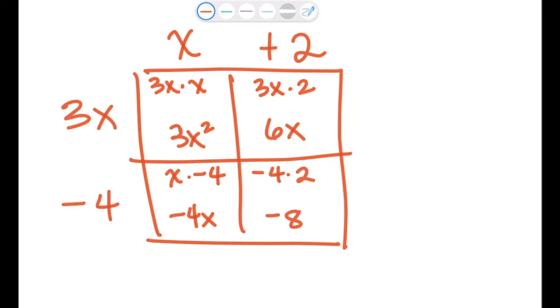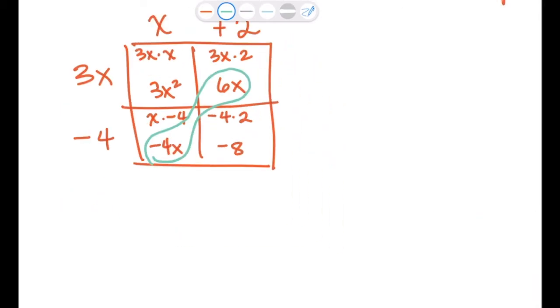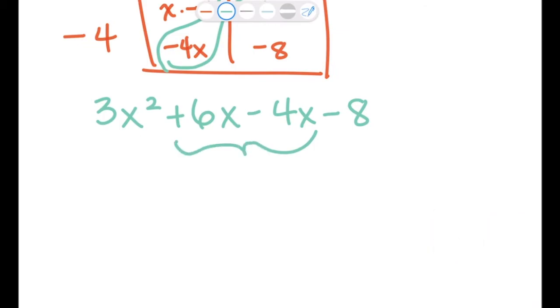And again, just like that previous example, I want you to notice we've got like terms right here. Those like terms can be combined. So we end up with, I'll go ahead and write the full polynomial first. So we have 3x squared plus 6x minus 4x minus 8. And then these two can be combined to get a final answer, which is a trinomial of 3x squared plus 2x minus 8.